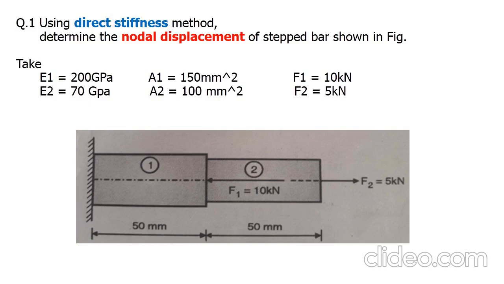For this step bar, for the first element, the length is 50 mm. For the second element, the length is 50 mm. Both the elements have the same length, but their properties are different. As per the data, for the first element, Young's modulus is denoted by E1 and its value is 200 GPa, while the area is 150 mm square. Then for the second element, Young's modulus is 70 GPa and its area is 100 mm square.